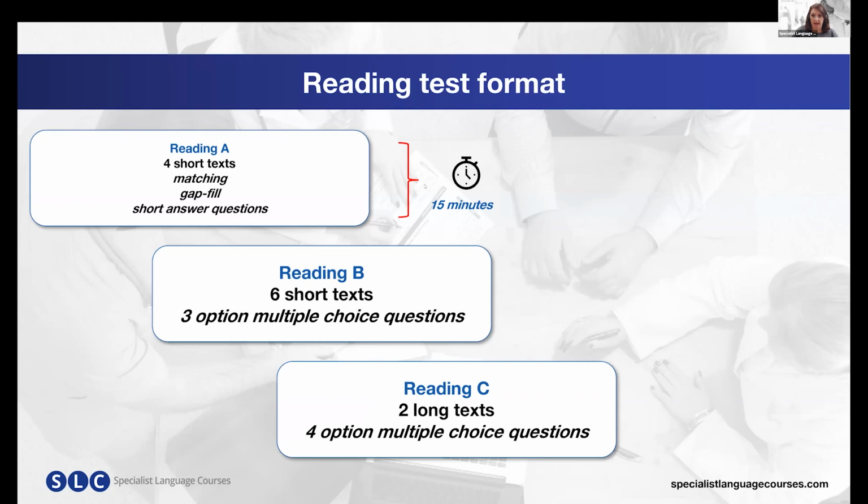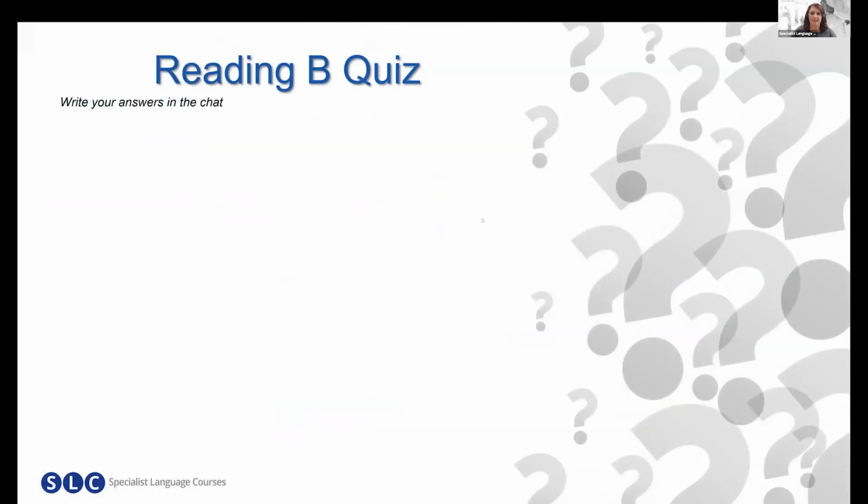In Reading A, as you may know, you have 15 minutes. Then for B and C, you have 45 minutes. These 2 sections of the reading are given to you at the same time, and you have 45 minutes in total. So let's come to our first quiz of today.